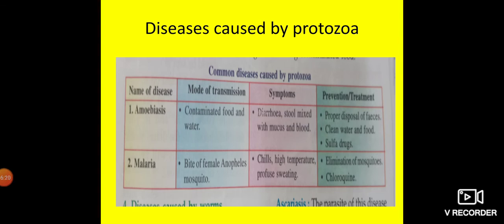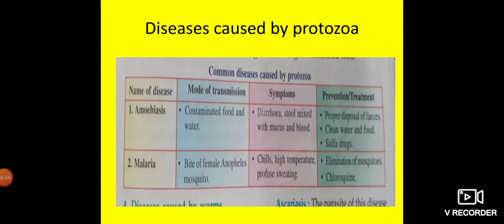This Plasmodium enters the human body through the bite of a female Anopheles mosquito. Underline that: the protozoa Plasmodium and the female Anopheles mosquito. Through the bite of the female Anopheles mosquito, the protozoa called Plasmodium enters the human body and causes malaria. The symptoms of this disease are chills, a high temperature and profuse sweating.